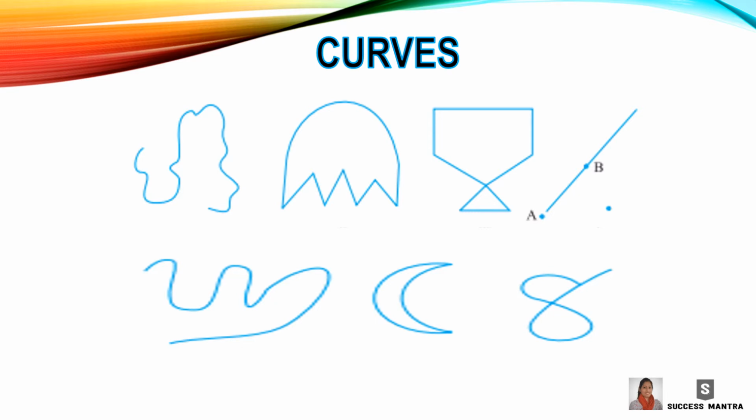If you observe them closely, you can see that some curves start at one point and end at another point, while some curves start and end at the same point, while some others cross themselves. So are there any different names for these curves? Let's see what the types of curves are.